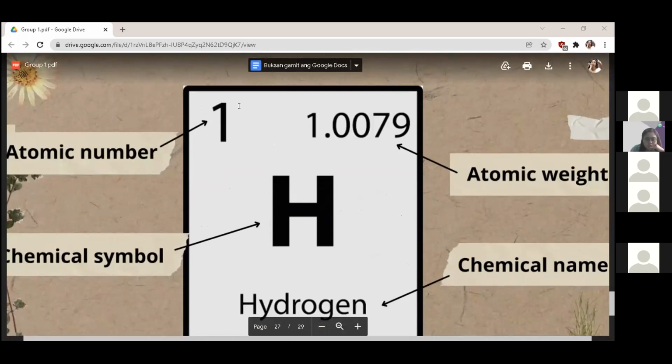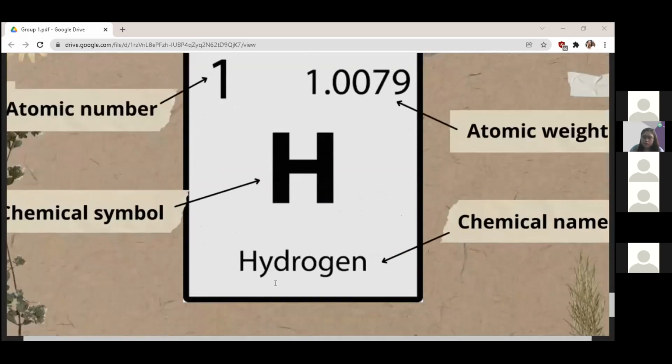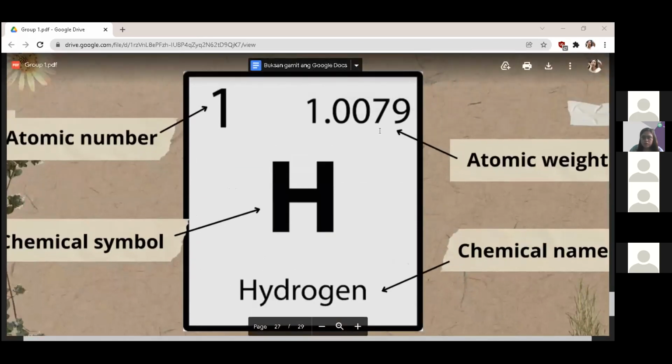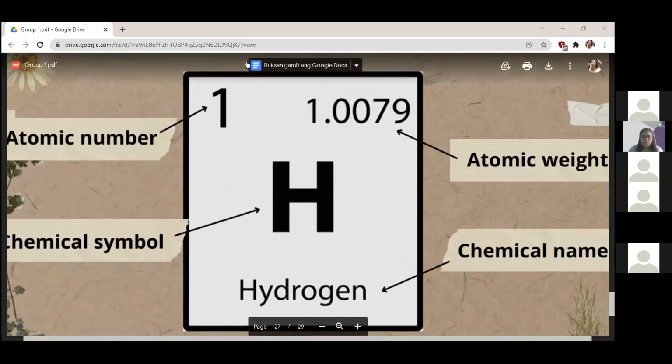So, at the top left side of the box per chemical element, we have here the atomic number and then the symbol. It is written mostly in a bigger font size. And then this is the chemical name, which is hydrogen. And also, this is the atomic weight of the element.